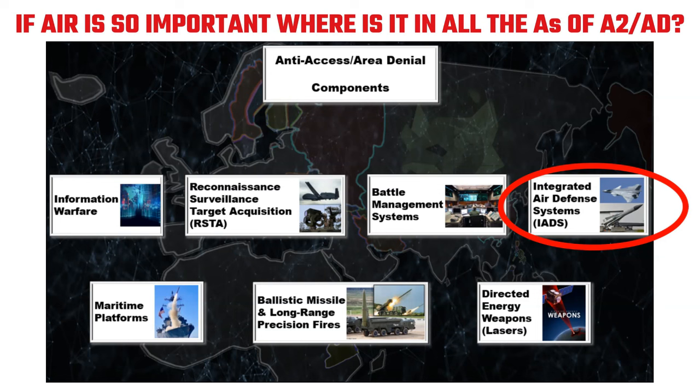So, if IADS is suppressed, defeated, neutralized, or destroyed, an enemy's A2AD network begins to fall apart. Therefore, let us journey toward understanding integrated air defense systems, or in our parlance, IADS.